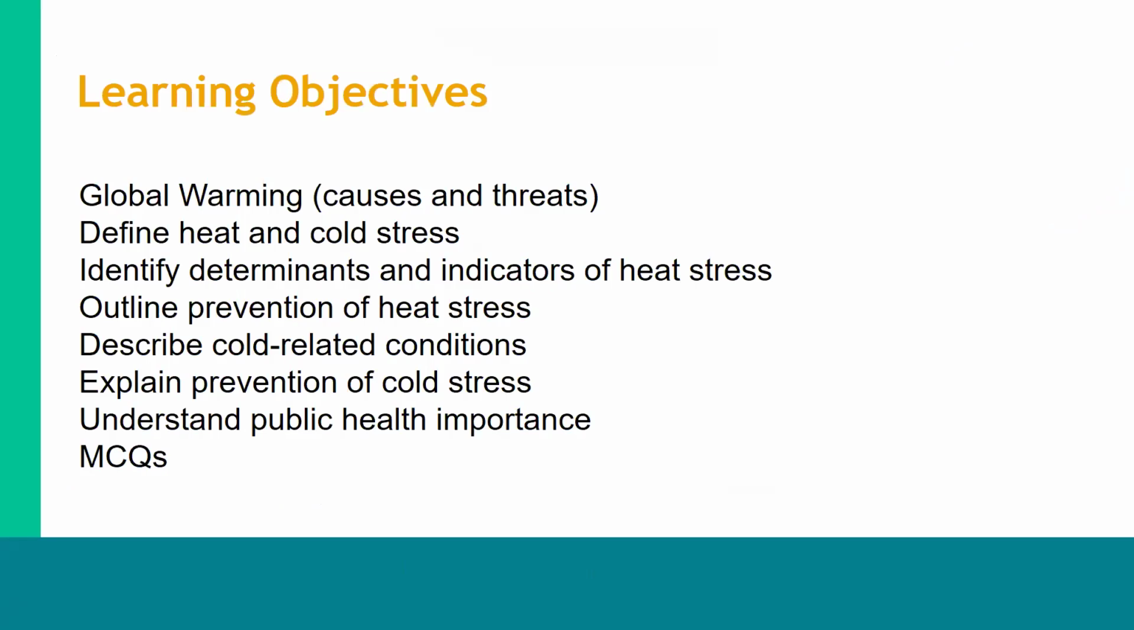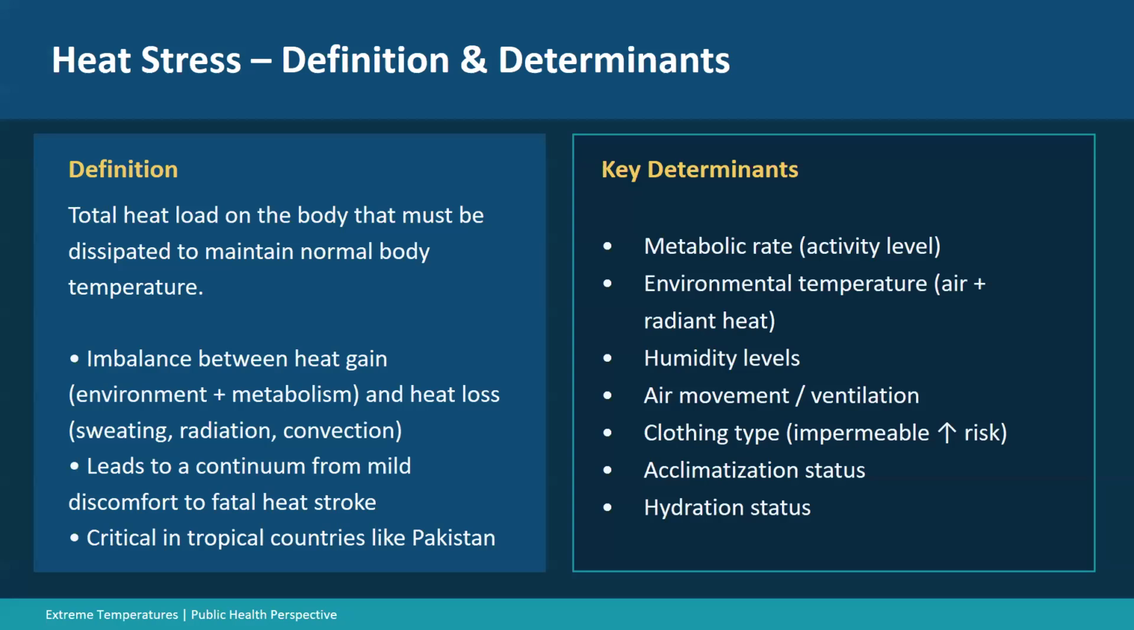Learning objectives for today's presentation will be global warming, what are the causes and threats. We will define heat and cold stress, identify determinants and indicators of heat stress, outline prevention of heat stress, describe different cold related conditions and their prevention, and then we will understand the public health importance of them, and then the practice of MCQs.